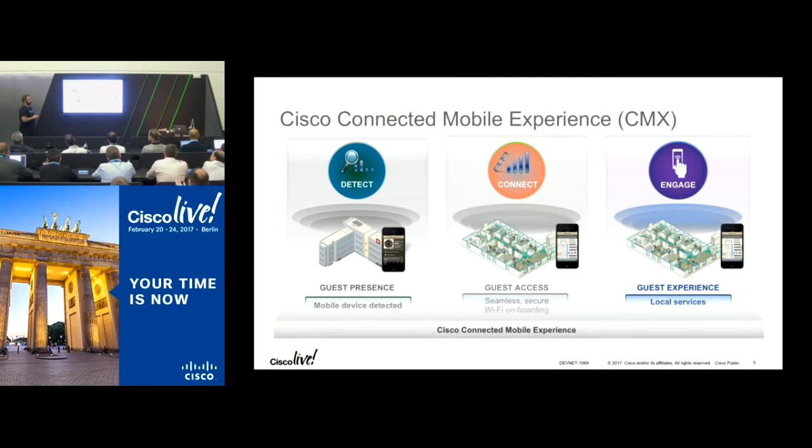Connect allows you to manage guest access, Wi-Fi to a particular area, things like that. And then engage is to be able to reach out to the people that are on your network in some form or fashion. So those are the three different pillars of the connected mobile experience. All right. But just for all intents and purposes, CMX itself, it's not a technology. It's a marketing term. Okay.